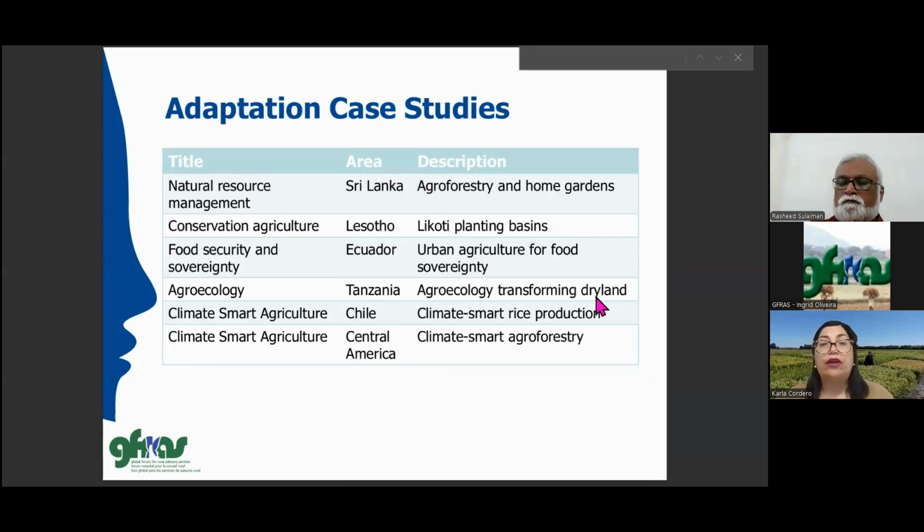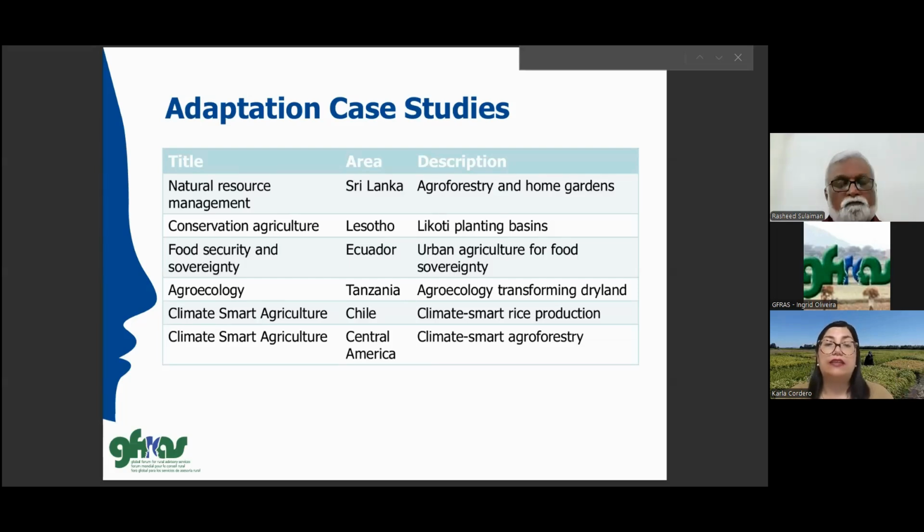Some cases that we are going to cover, like case studies on adaptation, you can see some titles here, the area where they have been developed, and also the description of these case studies, like natural resource management. There is a special case in Sri Lanka with the use of agroforestry and home gardens to increase the food security of this country. For example, conservation agriculture. I saw some people that were coming from Lesotho. So we have different planting basins from different alternatives.